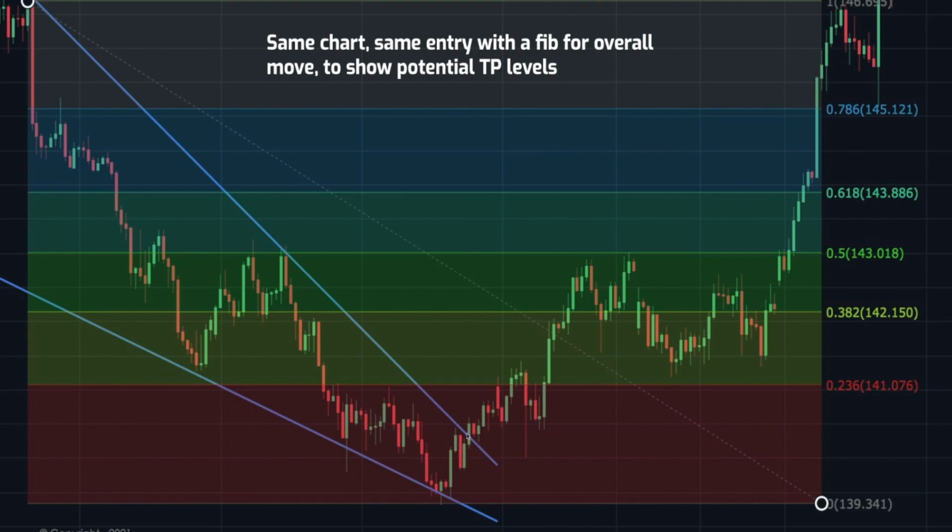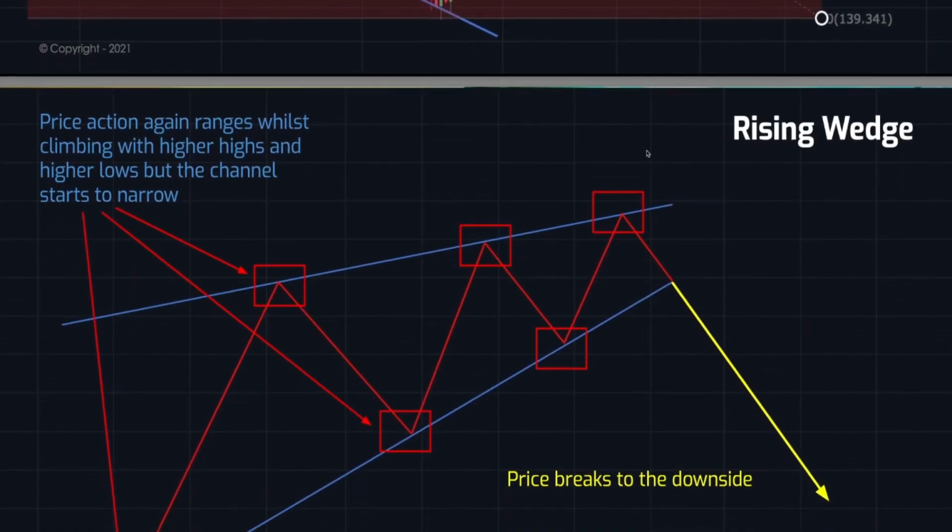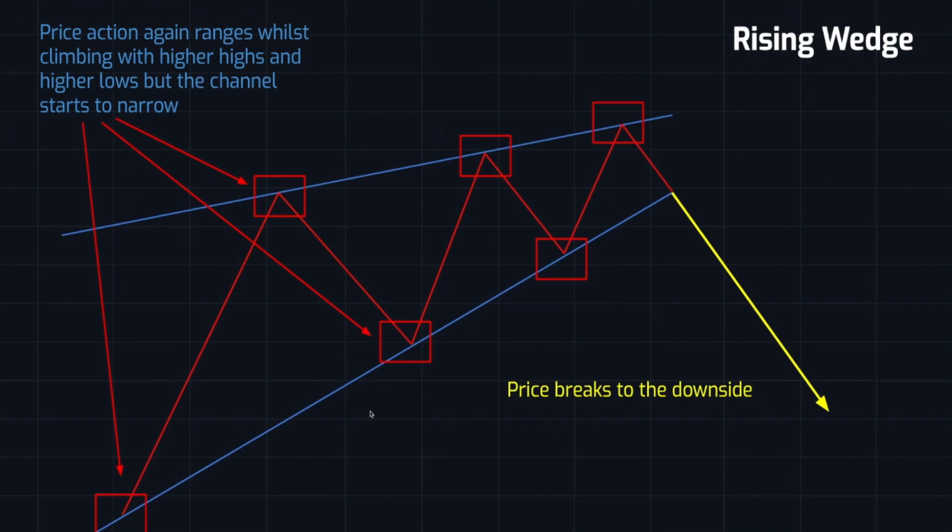Now, if we were putting our trade on here, we wouldn't want to go any higher than the 0.5. So now we're going to look at a rising wedge. Now, it's just the reverse of what we've just seen. We can see that we've got our wedge here. Price has come up, price has come down, price has come up, price has come down.